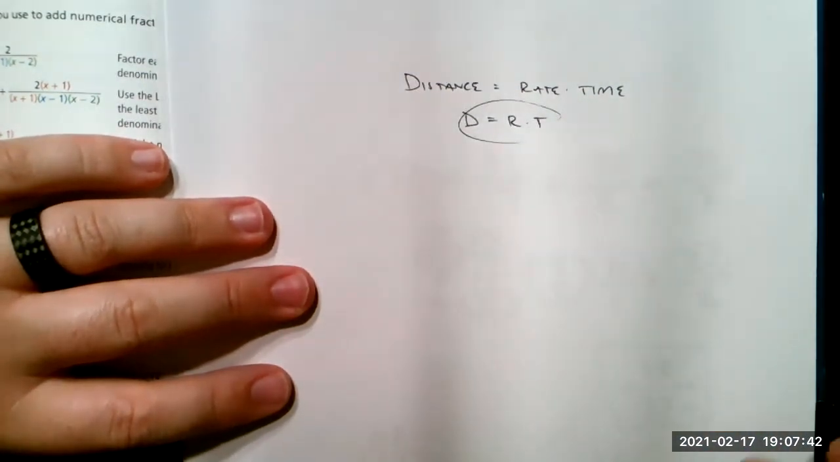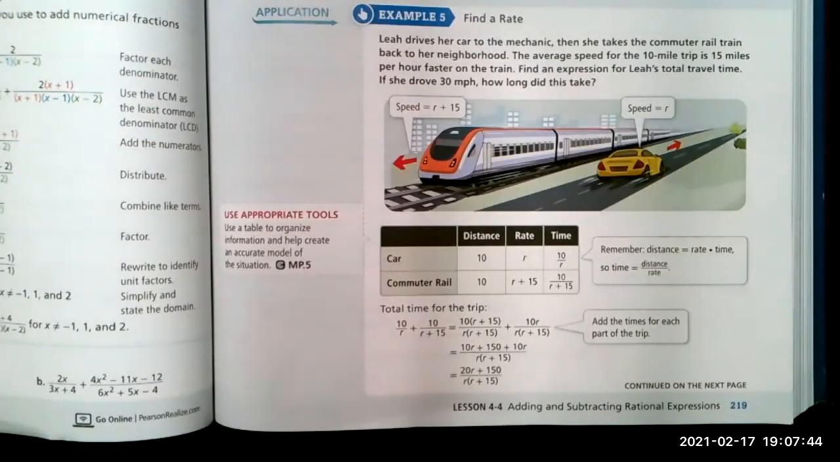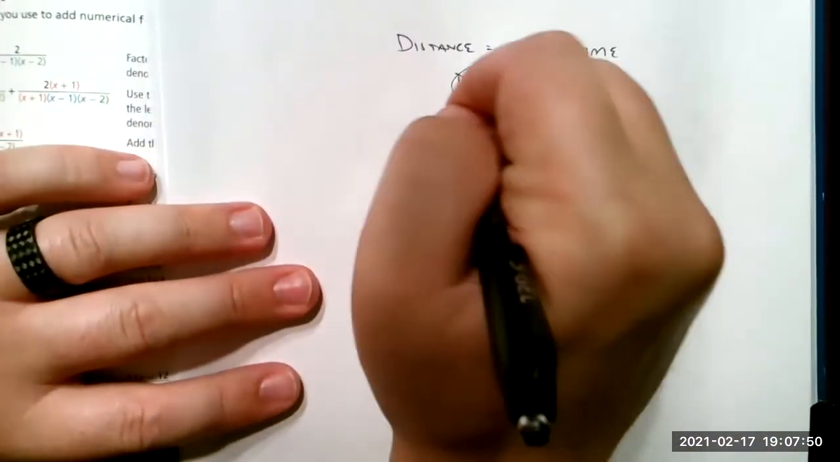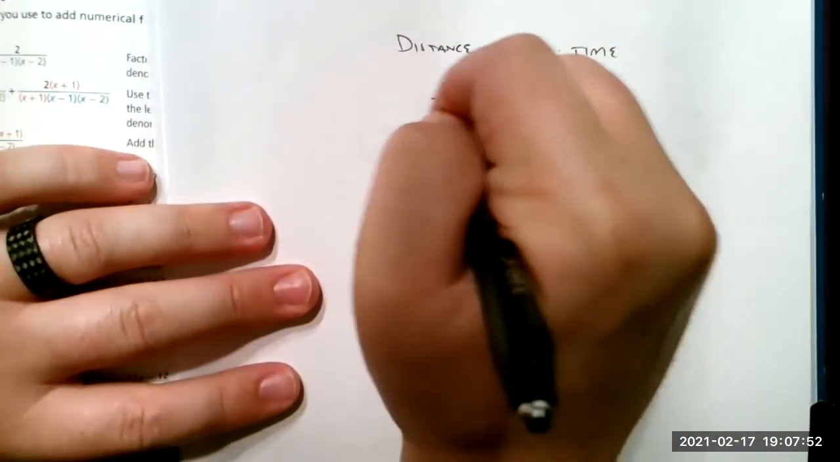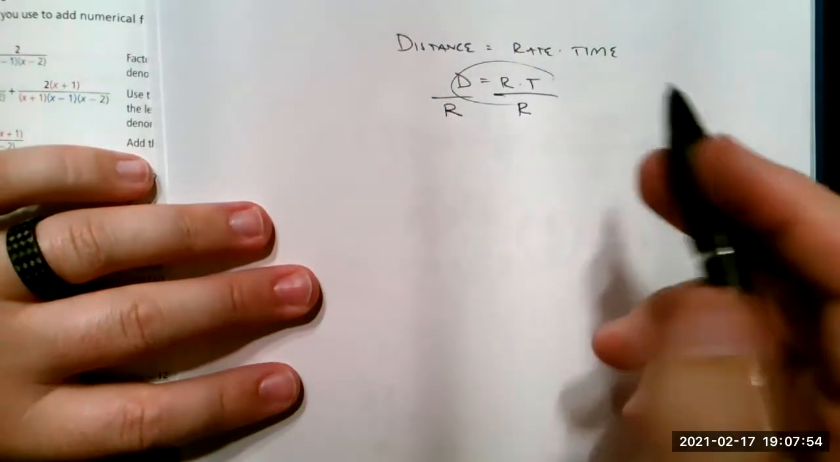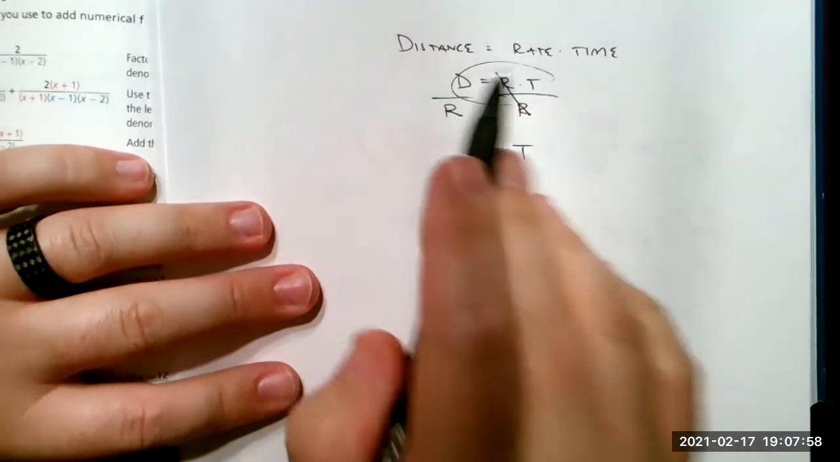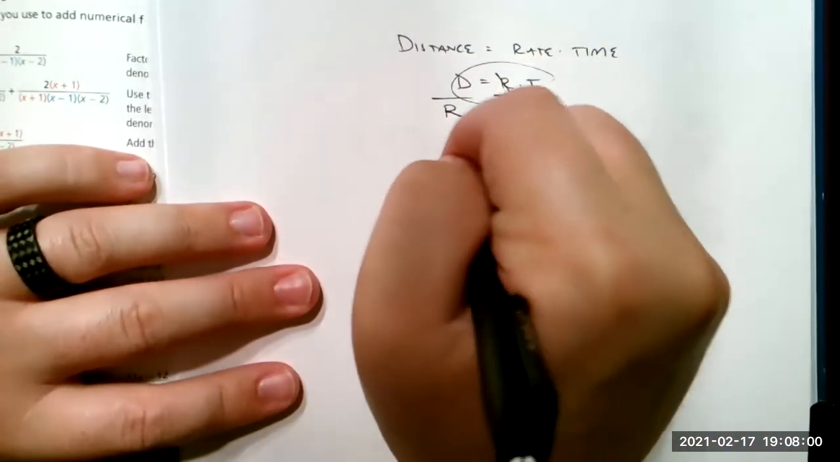If I have a problem, like in this one, right? They're asking me for time. How long did this take? So I need the time. So what I can do is divide both of these sides by R. The right side would simplify down to just T, and the left side would be D divided by R.